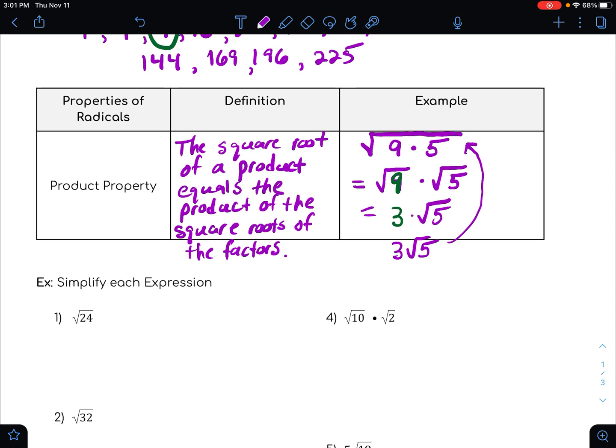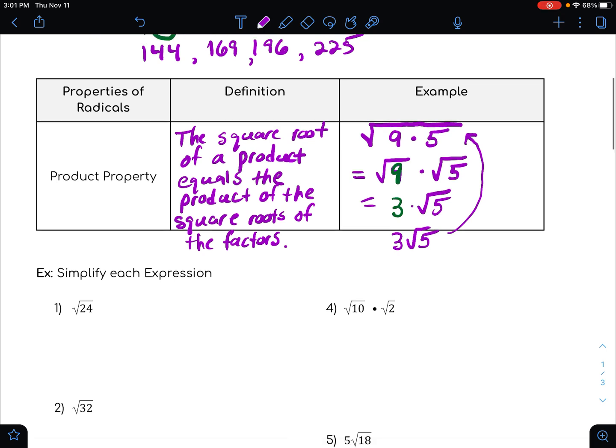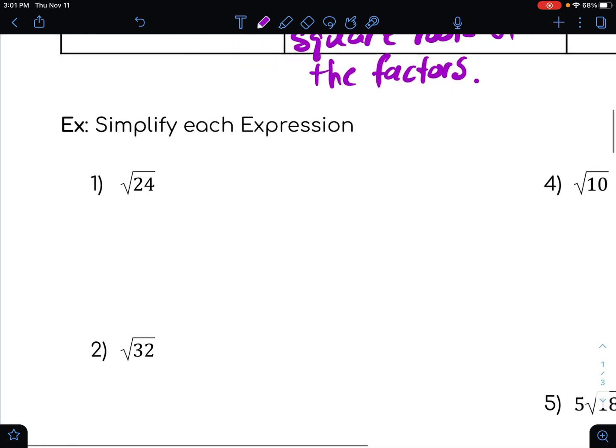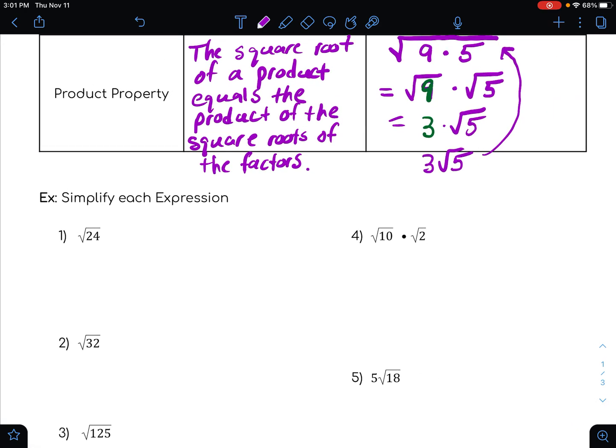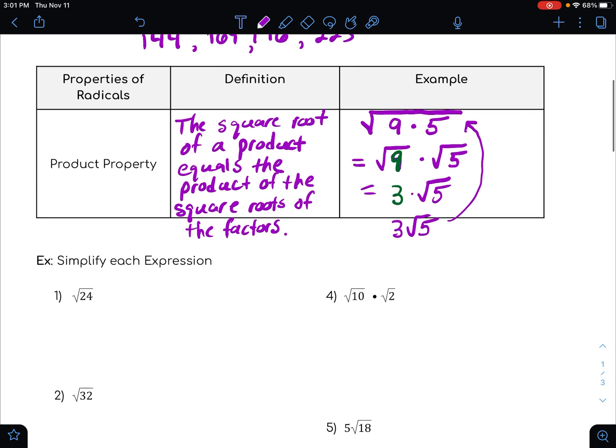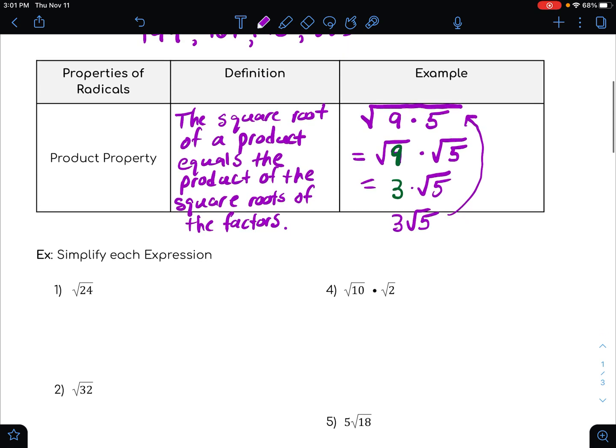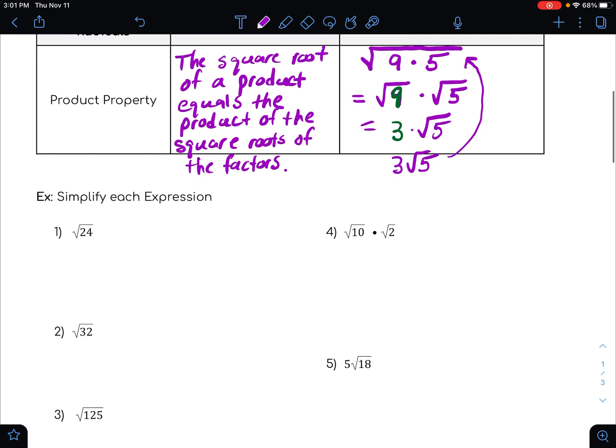All right, now what we did there is we got a number out from underneath the square root, this 3, and then the number underneath the square root becomes smaller. So what we're going to do here is see if we can use that idea to simplify each square root expression here.